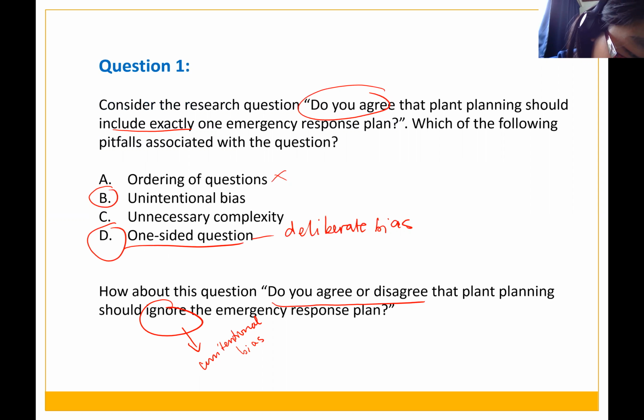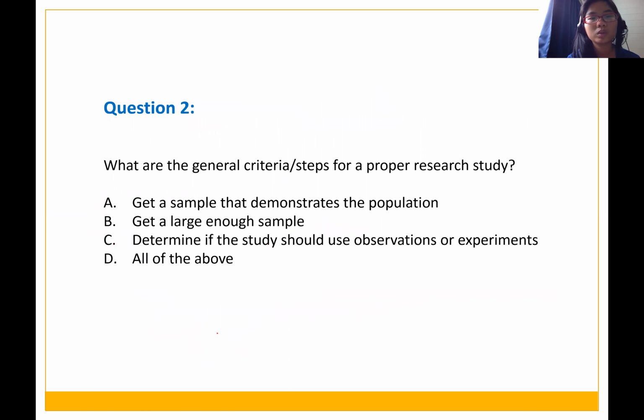So unintentional bias is coming here. So that is question one. Now let's go to the second question. And again, I also give you 2 minutes. Question two is asking, what are the general criteria or the steps for proper research studies? Or another way, I'm just asking you, how do we conduct a proper research study?